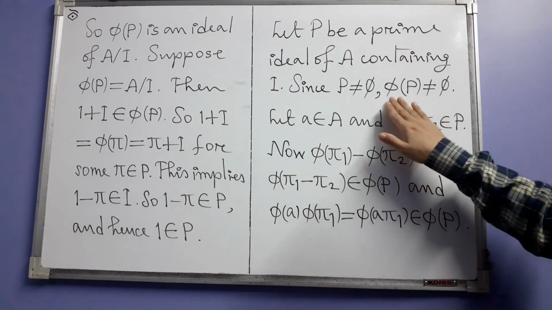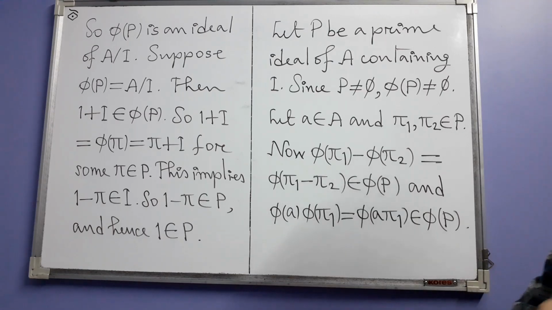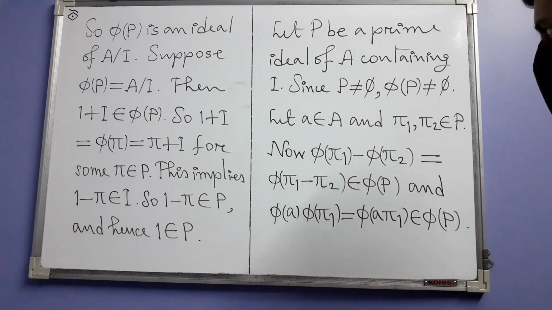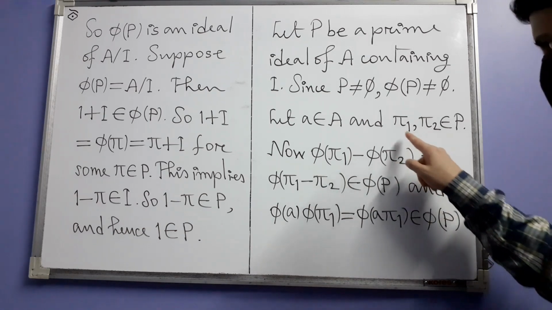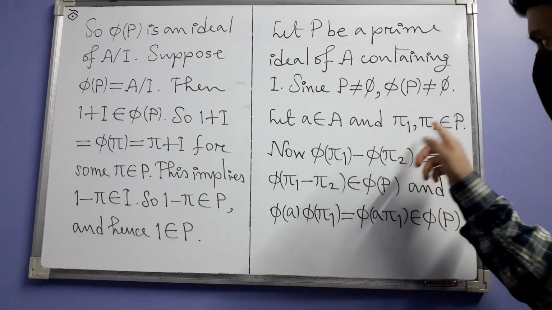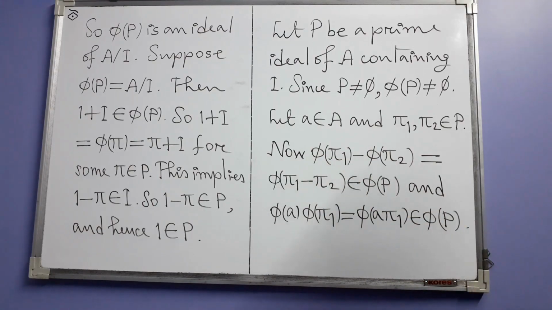Because of the nature of phi of P, choosing two elements in phi of P is equivalent to choosing, after all, two elements in P. And you just have to consider their phi images. Okay, and those two elements are pi 1 and pi 2. If this looks weird, you can just write P1 and P2. Along with these things, we also choose one element A from A. So then what do we see? What can we do with these things?